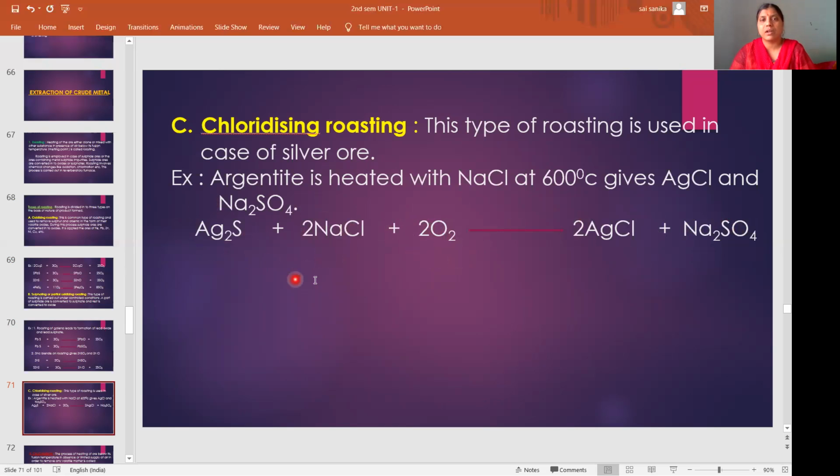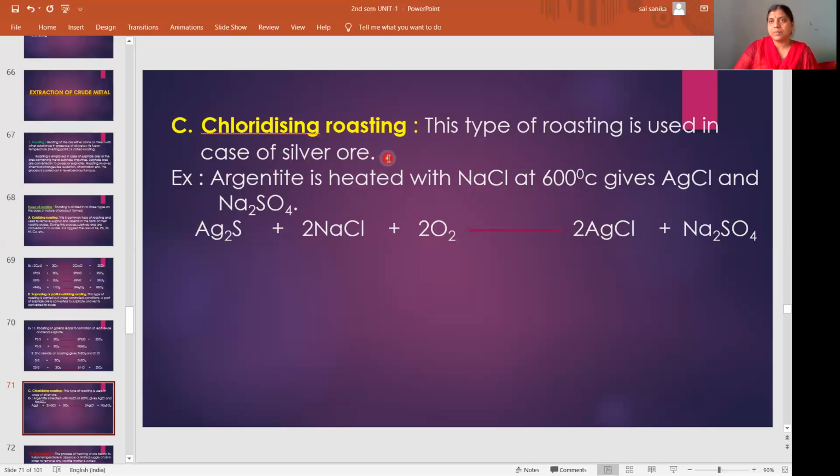Why are we saying chloridizing roasting? Based on the product only we are giving the name. Silver chloride is forming, that's why it is chloridizing roasting. So this argentite, silver sulfide, is heated with what? NaCl, some other substance. At what temperature? At 600 degrees centigrade. So what are you getting? Silver chloride and sodium sulfate. That's why it is called chloridizing roasting.